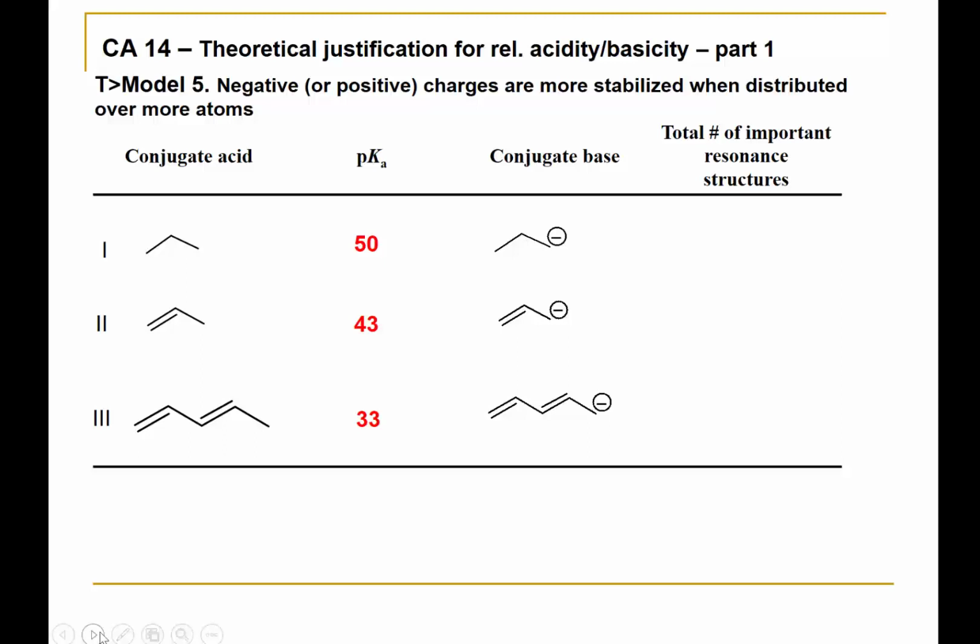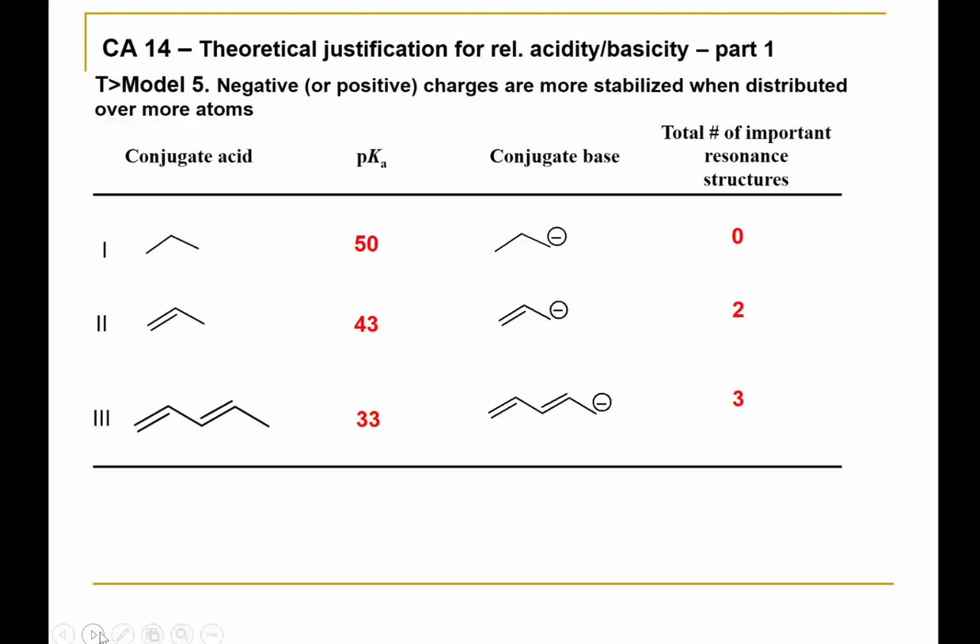So the relevant pKa's are like this: 50, 43, 33. You can see that stabilization by resonance has a tremendous effect on the stability of the conjugate base. We're only dealing with hydrocarbons, and yet the pKa goes from 50 down to 33 with having these additional resonance forms. And again, you may want to summarize that in the first case, that conjugate base has 0 resonance forms, and then 2 resonance forms, and then 3 resonance forms.